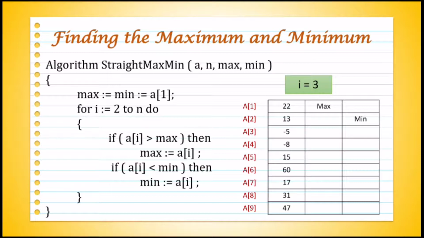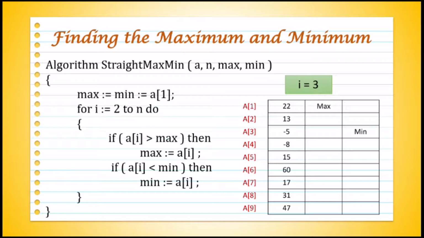So is A of I less than min, that is A of 3? In A of 3, the value which is stored is minus 5. So is minus 5 less than 13? Yes, the condition is true. That means we will change the value of min. So in A of I, the value which is stored is minus 5, so that will be assigned to min. So the new value of min will be minus 5.